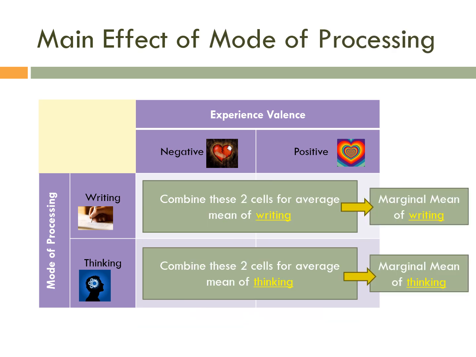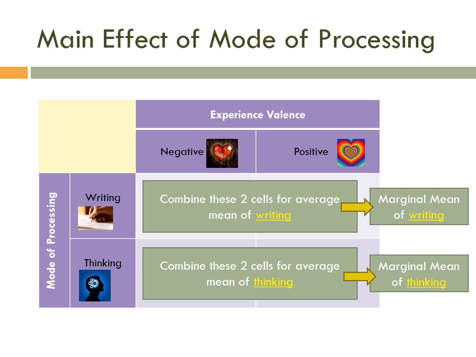The difference, though, is that we have 2 factors this time, so we also need to get a main effect for the mode of processing. And we do exactly the same thing. We're going to combine and average the 2 cells that are associated with the writing mode of processing. Regardless of what they're writing about, whether it's negative or positive, we don't care. Just if they were writing in our experiment, we're going to combine all of those data and get a marginal mean for writing.